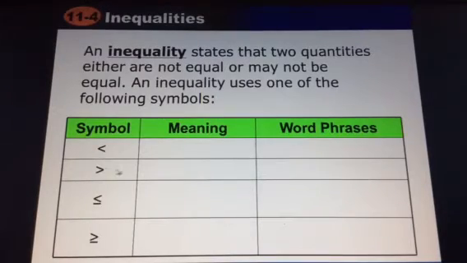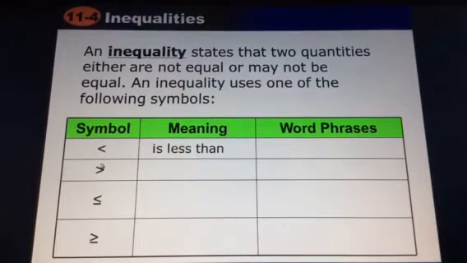And here's our symbol. So this first symbol means is less than. And we could read from left to right just like we do in normal reading. And the words or phrases that sometimes you see with it are fewer than or below. Like below 0. There are going to be fewer than 6 people in class today.